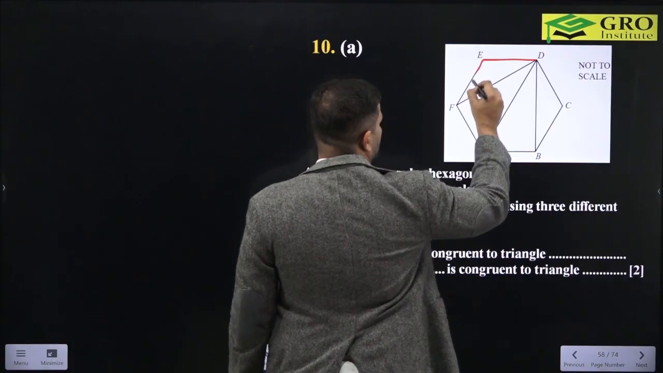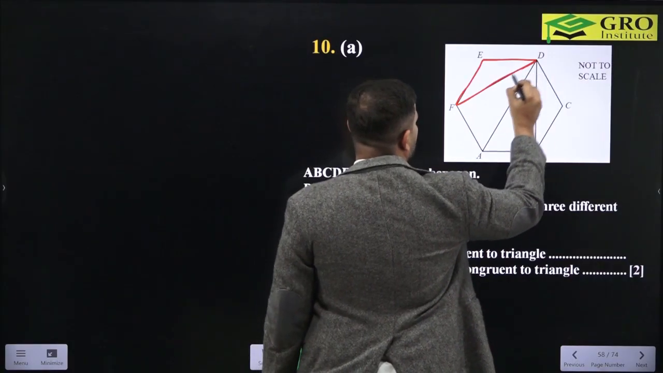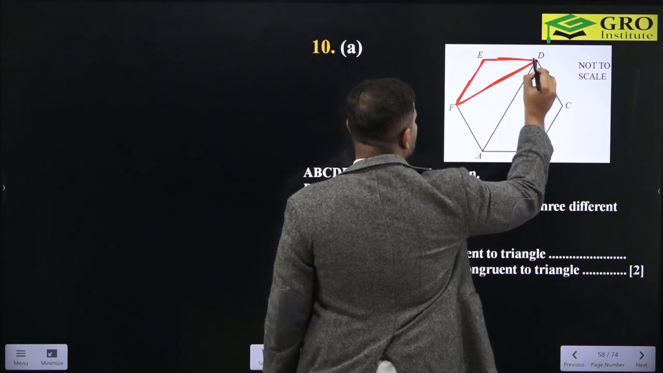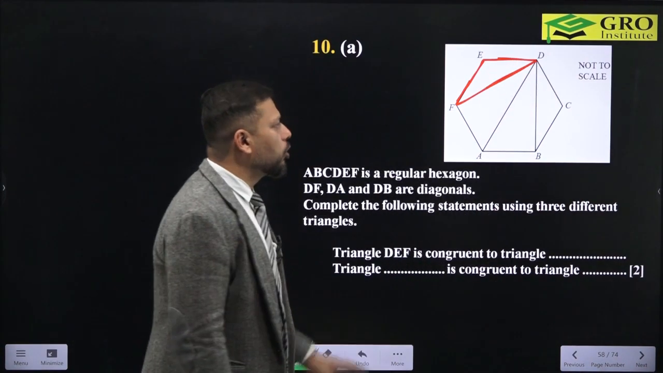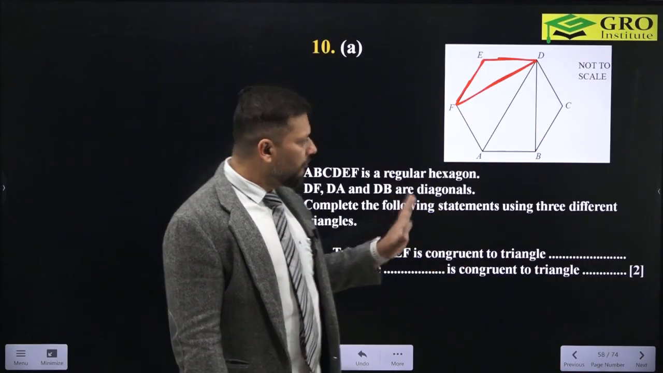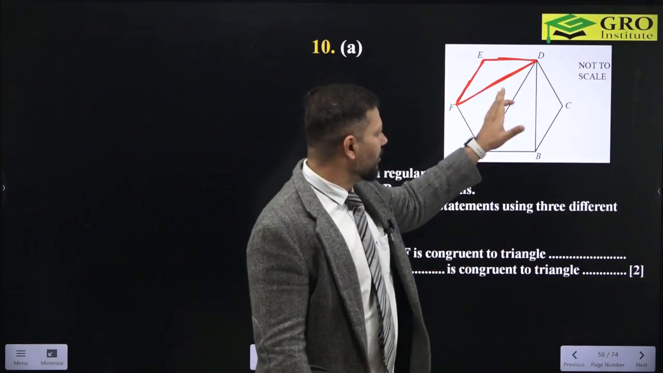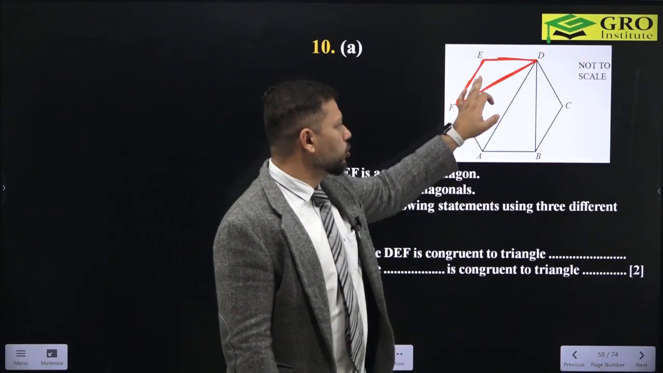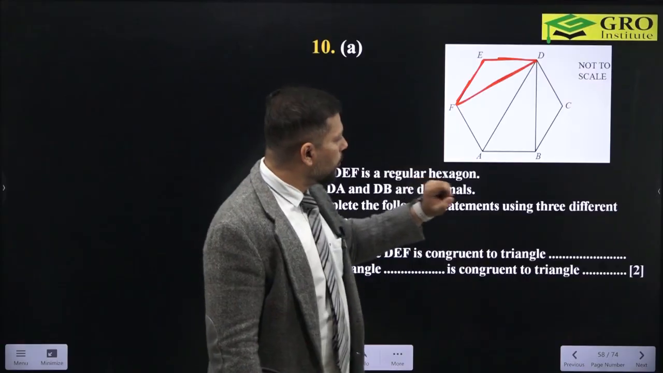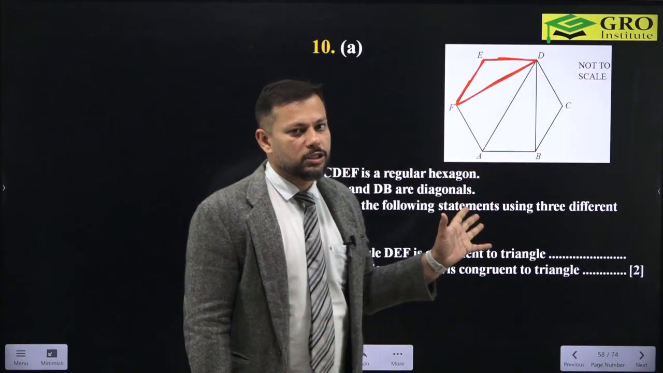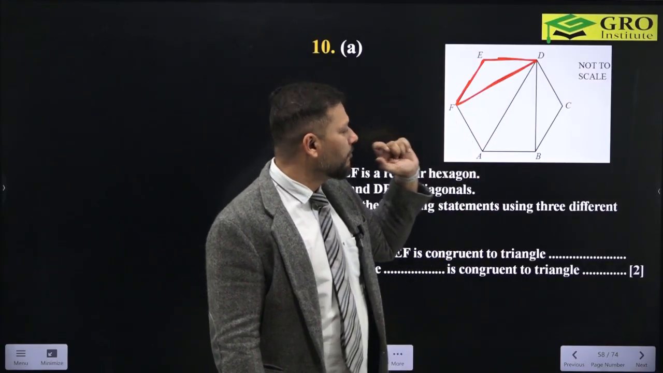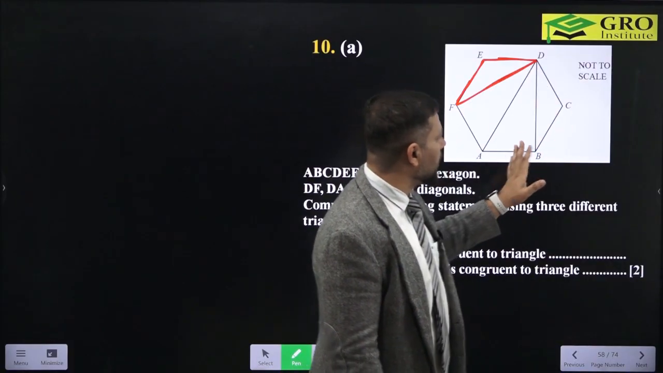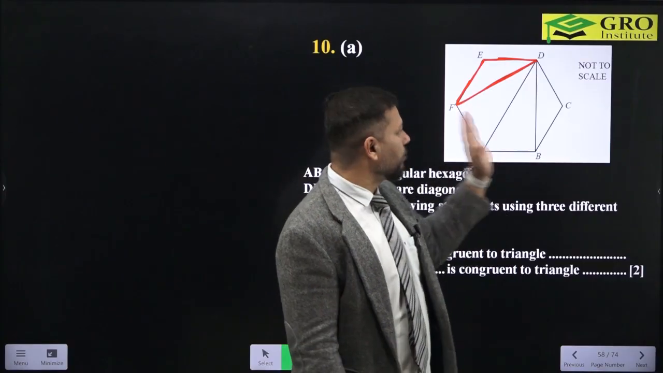Triangle DEF. So if I talk about this triangle, just by looking at the figure, which triangle do you think is going to be congruent to this one? If I look at the triangle DAF, it definitely seems to be of bigger size, so this should not be congruent to this one. Triangle DAB also seems to be not congruent to triangle DEF. That leaves one last triangle, triangle DCB. Do you think it is congruent to triangle DEF?